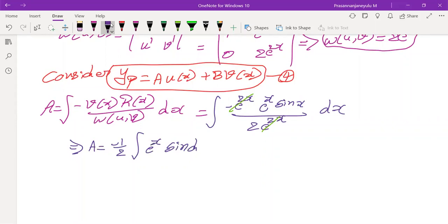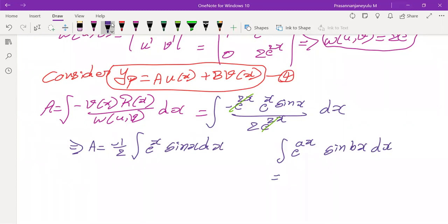How to find the integration of e power x into sin x dx? You check in your list of formulas I gave. Integration of e power x and sin x is not in the UV formula form. If we apply integration by parts here, the integration by parts will continue like that. It will not stop anywhere. So for that, I gave a formula in that list.